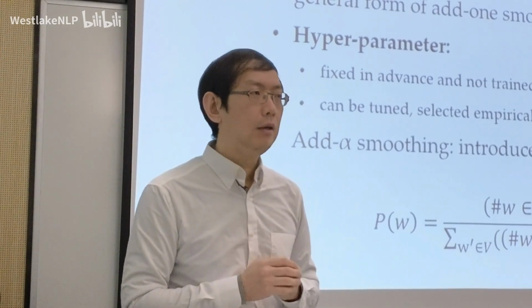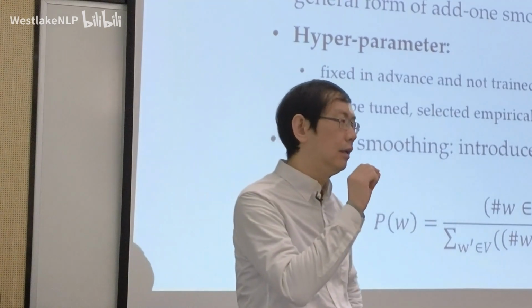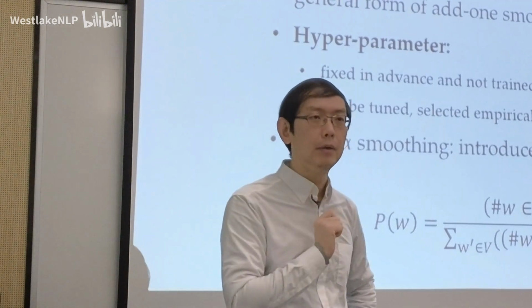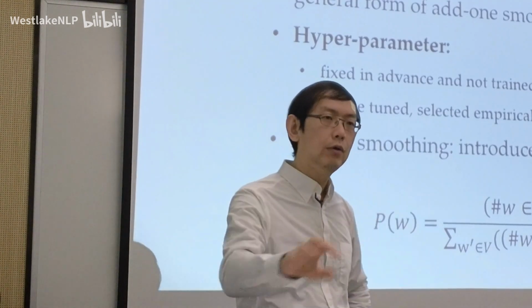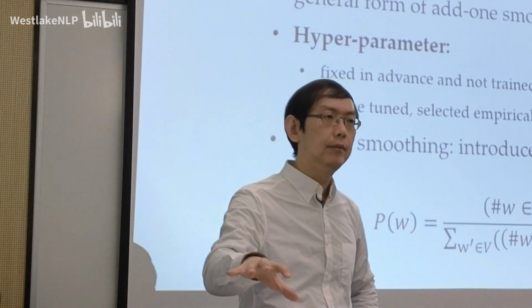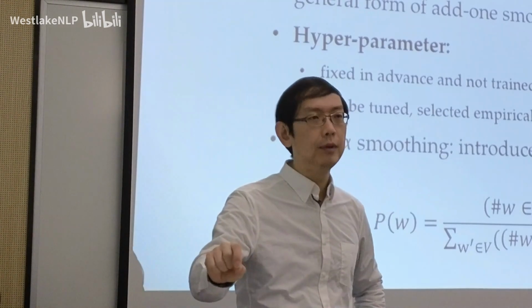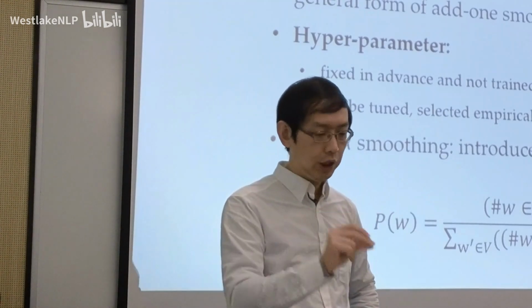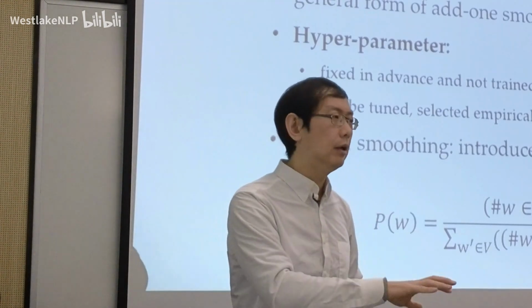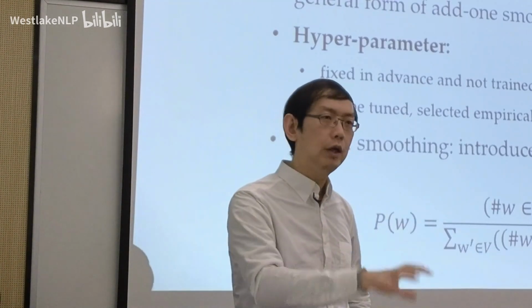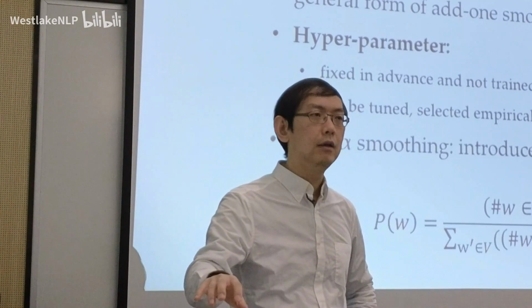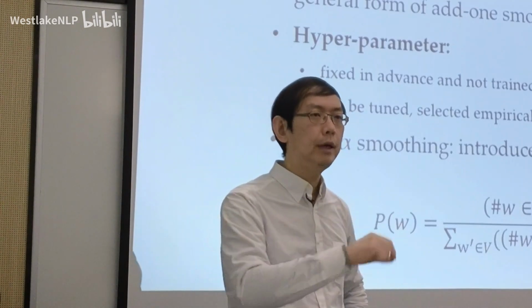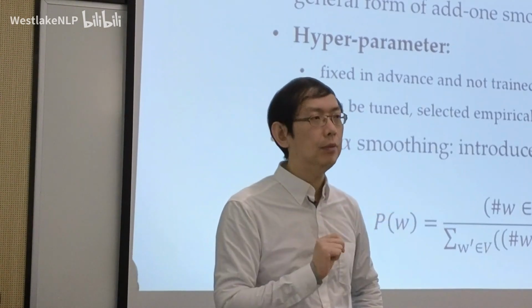You can decide the value of a hyperparameter, and then you train your model, and you run your model on a set of test data. You look at the performance, and then you change the value of the hyperparameter again, okay? And then you train your model, and you test your model on a set of test data. You compare the performance. You choose a better hyperparameter. This is called hyperparameter tuning, okay?